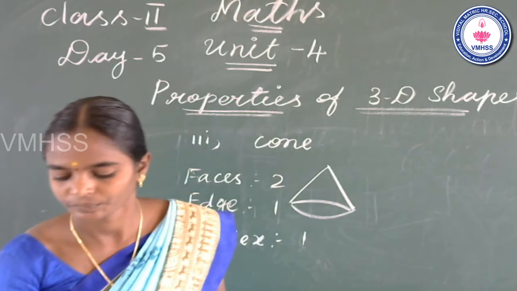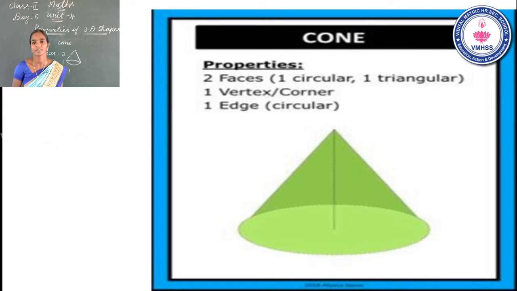See the slide. See the cone shape. So 2 faces, 1 circular and 1 triangular. Next 1 vertex, then 1 edge. Students, see the next one.